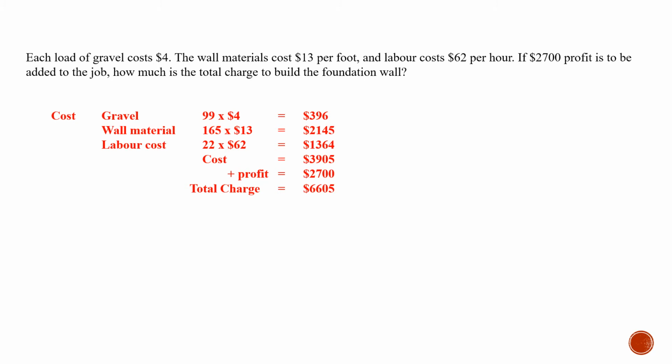So now gravel. Each load, that means each wheelbarrow, is $4. Just now we had 99 wheelbarrows, right? You times 165 feet wall, right? You times with 13 because 13 per foot. Per foot, per feet, same thing. Labor cost 62 per hour. So you have 22 hours, just now we calculated. Now you want to make a profit of 2007, isn't it? So if you want to make a profit of 2007, you've got to increase the price by 2,700. All right. So can you see that I add 2,700? So the total charge will be 6605.